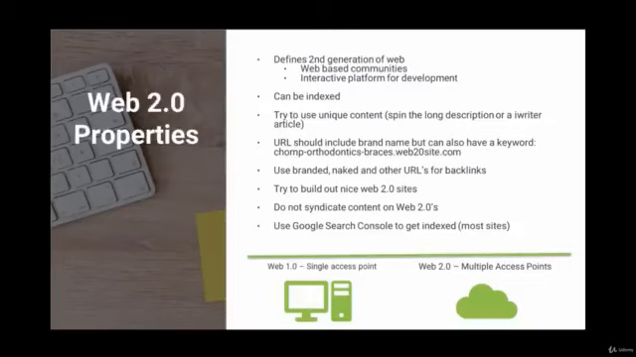So Web 2.0 properties are a second generation of the web, and they're web-based communities on an interactive platform for development, and it allows for people to collaborate when building these out. You can think of them as Weebly, Blogger.com, and what it allows is the ability for multiple access points, meaning you could be anywhere in the world and just log in to the back end of the Web 2.0 property to get access, so that way you can do updates and make changes.